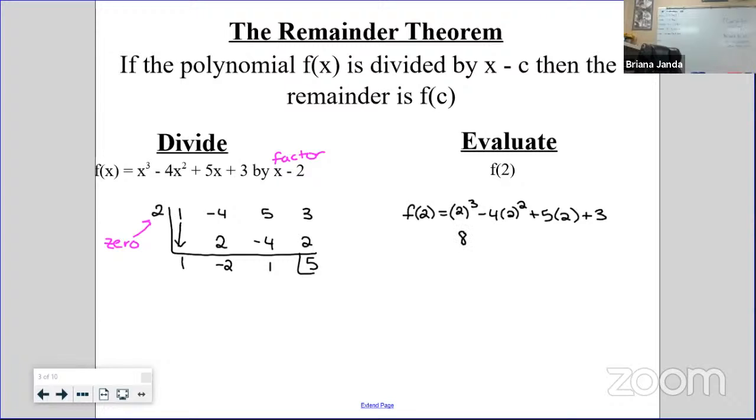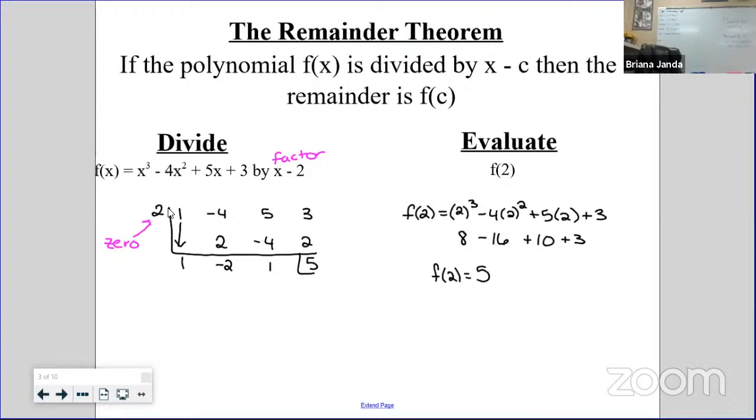2 cubed is 8. 2 squared is 4 times negative 4 is negative 16. 5 times 2 is 10 plus 3. 8 minus 16 is negative 8. Plus 10 is 2 plus 3 is 5. How'd my mental math go today? It's always a little questionable, so you got to check me on that.